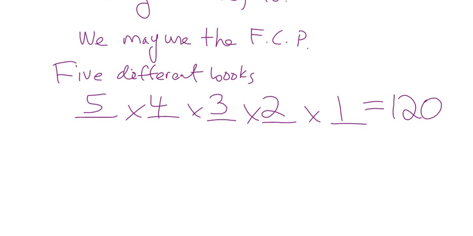Because that happens a lot, this idea of multiplying 5 times 4 times 3 times 2 times 1, we get a special notation for that. It's called factorial notation. And get your calculators out. You need your calculators. Factorial notation.